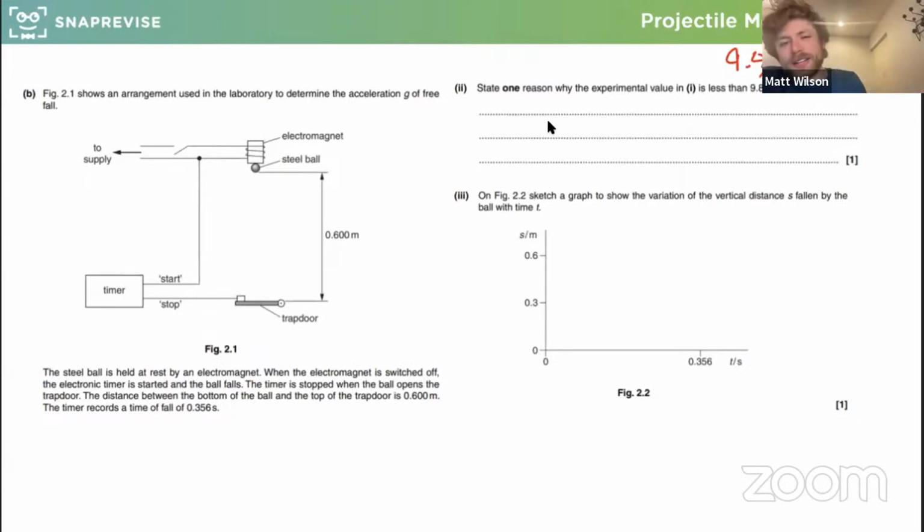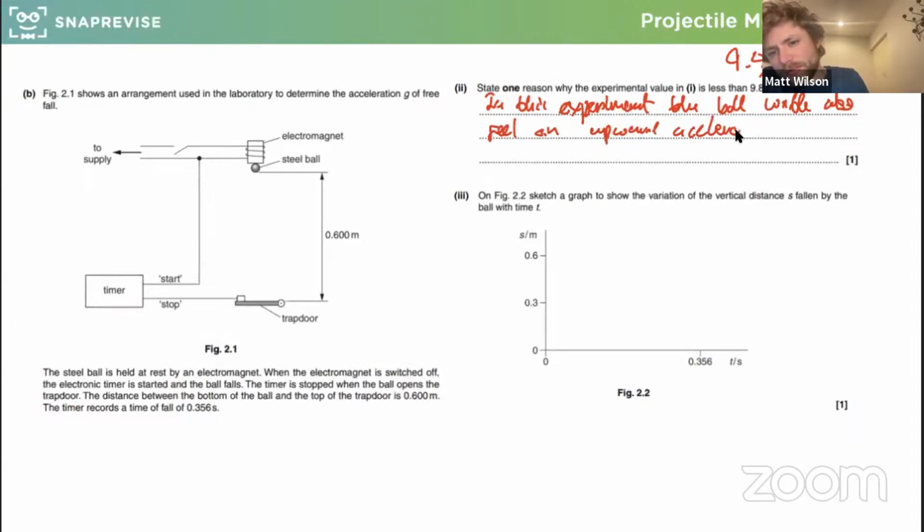Well, the classic answer is that in this experiment, the ball will also feel an upward acceleration due to air resistance.